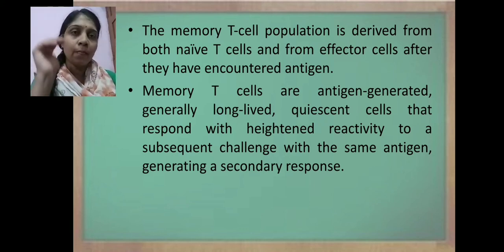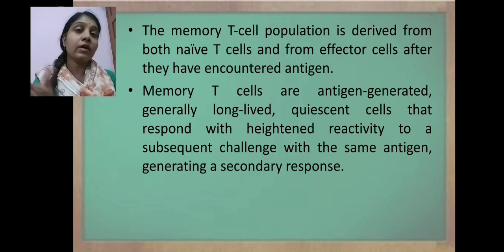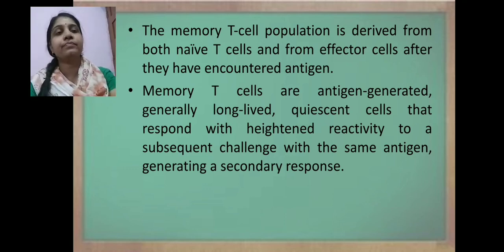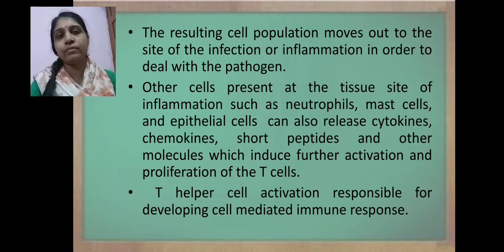There is no specific role of these memory T cells within the primary immune response, whenever there is the first-time introduction of antigen within our body. But if the same antigen is introduced to our body a second time, at that time there is the role of these memory T cells. Now majorly the resulting cell population moves out to the site of infection or inflammation in order to deal with the pathogen.